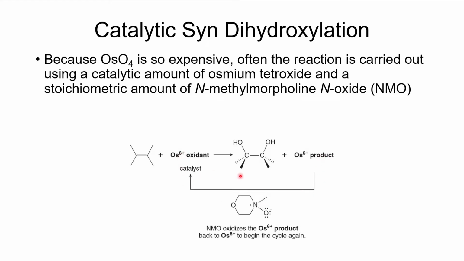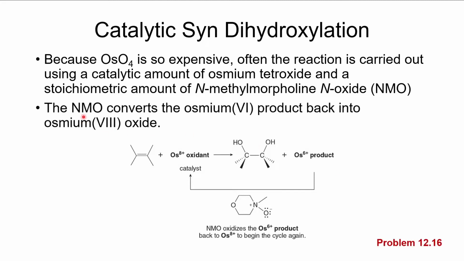And we'll get the osmium 8, and that means that every osmium atom doesn't just do one reaction. It may do 10 or 100 or thousands of reactions. So it makes it a little bit more cost-effective to use this reagent in that case. So again, the NMO converts the osmium 6 back into osmium 8 oxide.